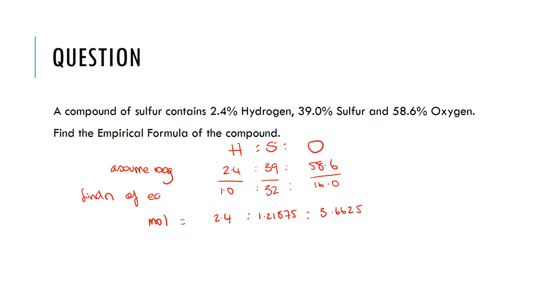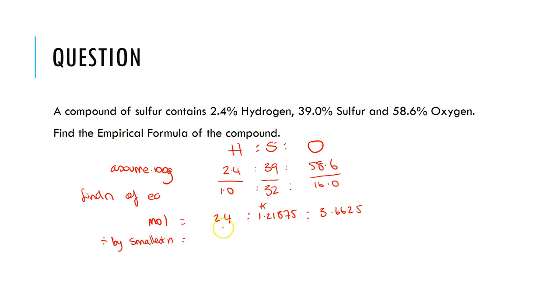Now the next step was to divide everything by the smallest number of moles. That seems weird, but what we're going to do is look at these values and find the smallest one. That's this one here for sulfur. Okay, that's my smallest number of moles. So now I'm going to divide by smallest n.